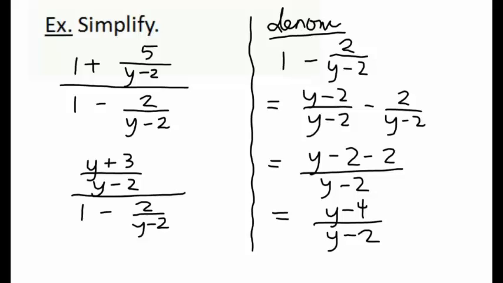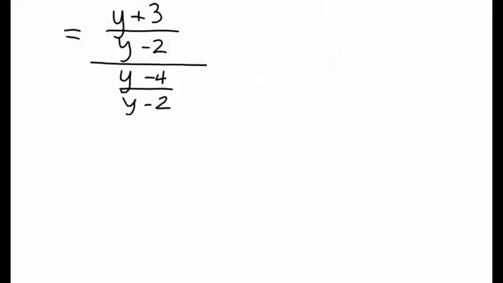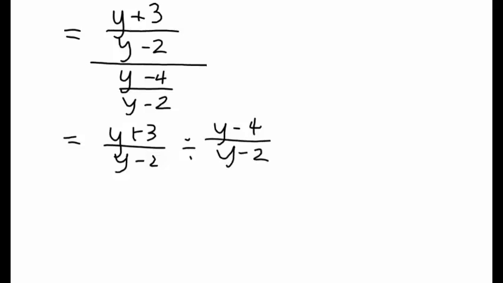So what I'm going to do is erase the work that I have on this slide, and replace this denominator with the new fraction y minus 4 over y minus 2. Perfect. So this is our strategy. We try to simplify the numerator and denominator so that we get single fractions. So now we can think of this question as the following: y plus 3 over y minus 2 divided by y minus 4 over y minus 2.